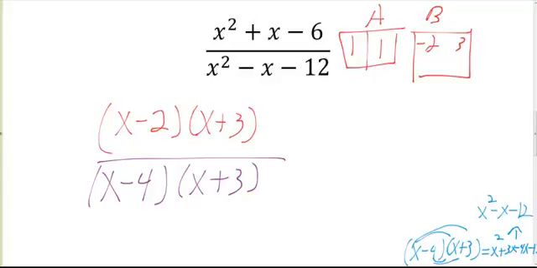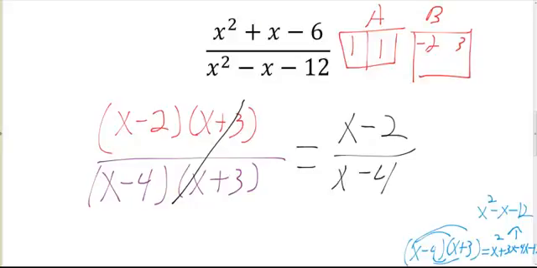Okay. Now notice we do have a like term. We have our x plus 3, x plus 3. They do have to be similar in the parentheses. If it was x minus 3, we could not factor it out, but we'll cross that out. X minus 2 and x minus 4 are two different numbers, so we can't do anything to that. So this simplifies to x minus 2 over x minus 4. And we're done with that one.